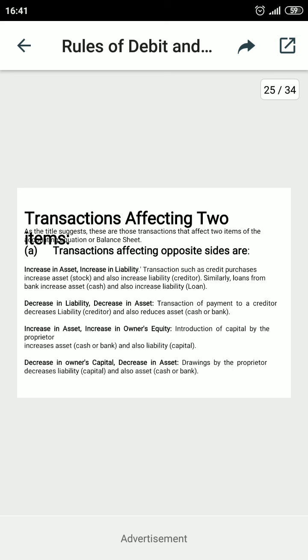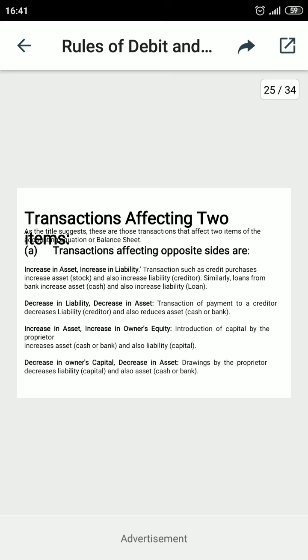When goods are purchased on credit, it means goods are coming in the form of stock. Stock is an asset. So an asset is increasing in the business. And the second is on credit. When it is on credit, it means payables to the supplier, to the creditor. So liability will increase. So in this transaction, the asset is increasing as well as the liability is also increasing.